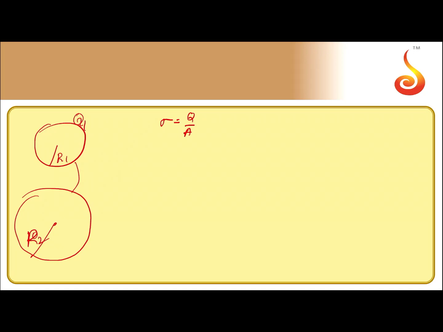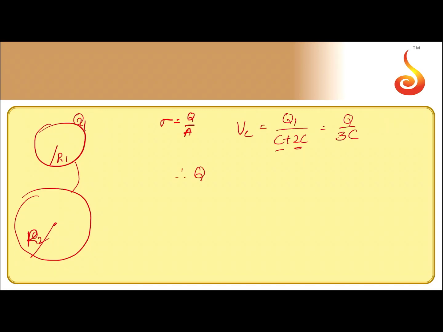So now to find out the final charges on them, I will calculate the common potential, which is Q1 divided by C1 plus C2. That is C plus 2C, I will write as Q1, that is Q divided by 3C. Why 2C? Because its radius is twice. So this is the common potential.